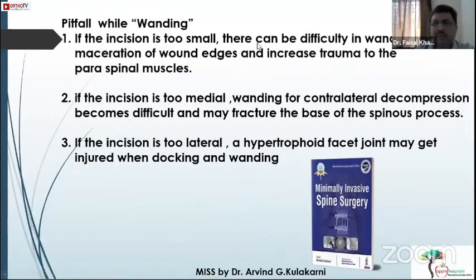If the incision is too small, there can be difficulty in winding, maceration of the wound edges, and increased trauma to the paraspinal muscles. If the incision is too medial, winding for the contralateral decompression becomes difficult and may fracture the base of the spinous process. If the incision is too lateral, a hypertrophied facet joint may get injured when docking and winding.